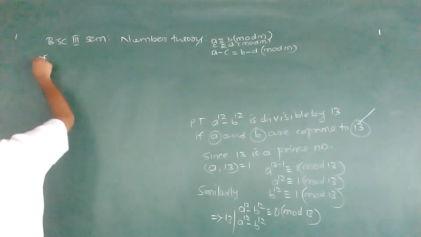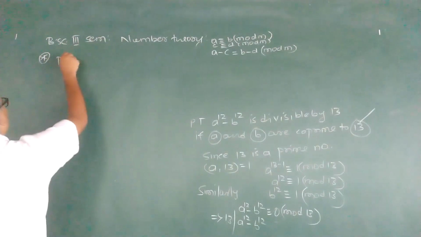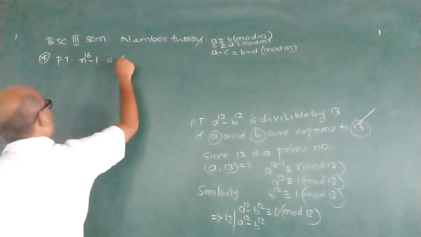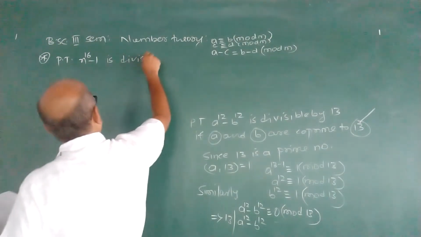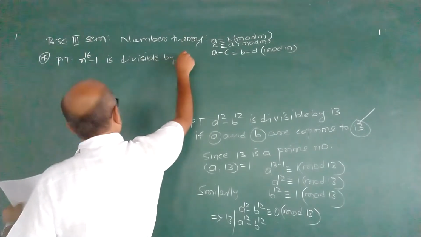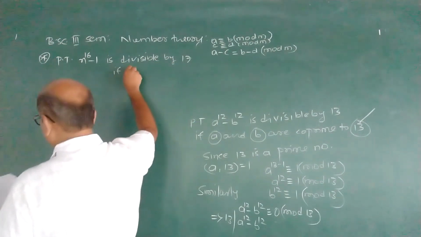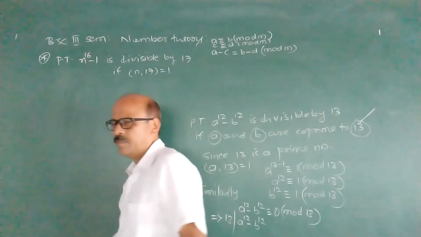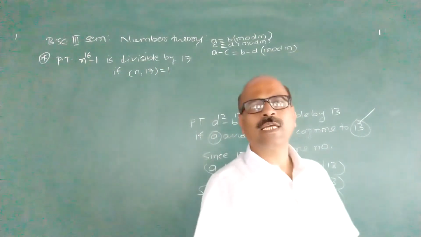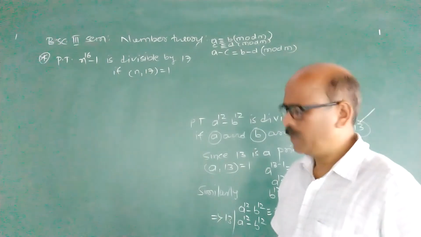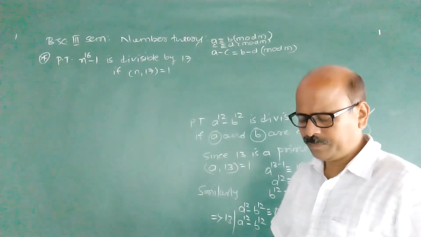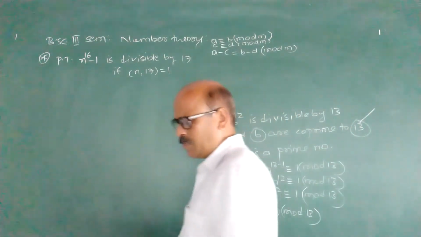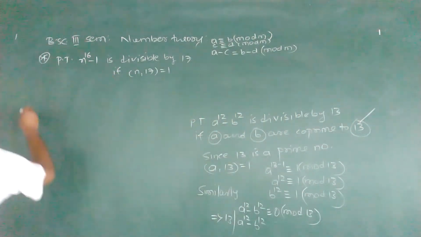Next, prove that n raised to 16 minus 1 is divisible by 17 if n and 17 are relatively prime. It is quite a similar problem. I leave it as an exercise.